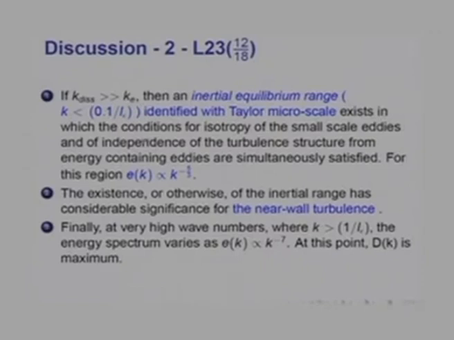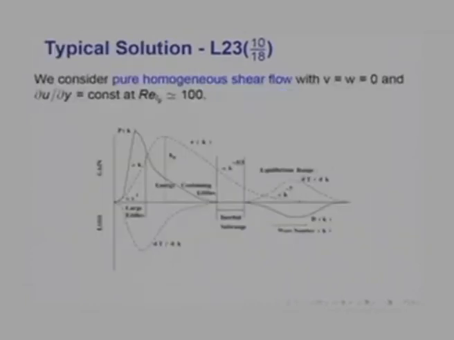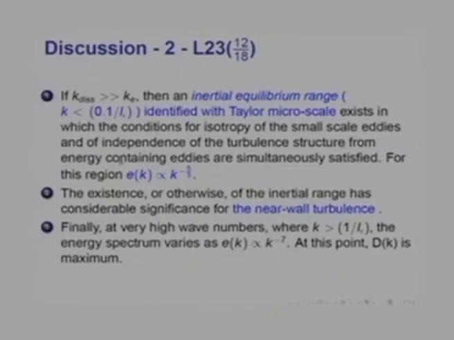It exists in a range in which the conditions of isotropy of the small scale eddies and of independence of turbulent structure from energy containing eddies are simultaneously satisfied. In other words, this range of wave number is small enough for isotropy to prevail, a range in which the isotropy of the small scale and the independence of the structure from energy containing eddies are simultaneously satisfied, and in this range E(k) is proportional to k to the power minus 5 by 3.